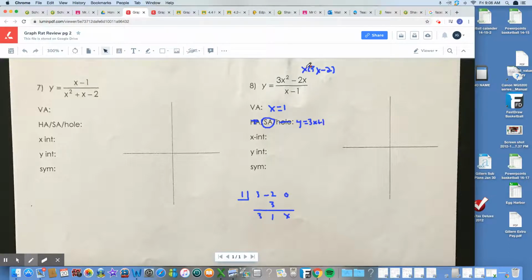X-intercept, set the top equal to 0. Since we've already factored it, that makes this easy. It's 0, comma 0, and 3x minus 2, that is 2/3. So it's 2/3, comma, 0. Y-intercept, if I plug in 0, I get 0 over 1, which is 0. But we'll also notice, since one of the x-intercepts was 0, 0, the y-intercept will be 0, 0.